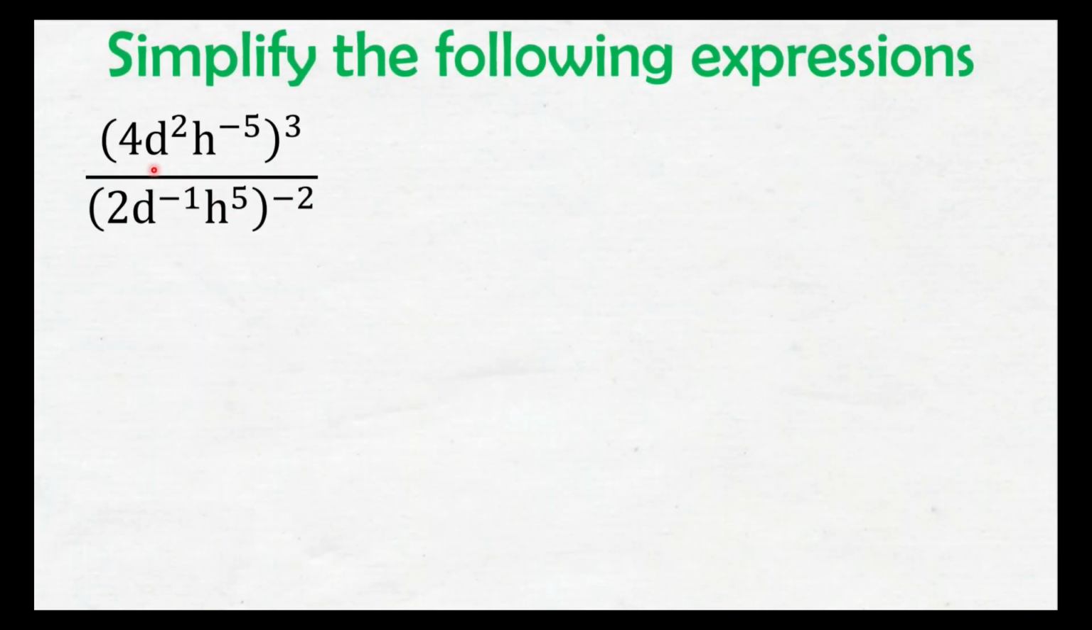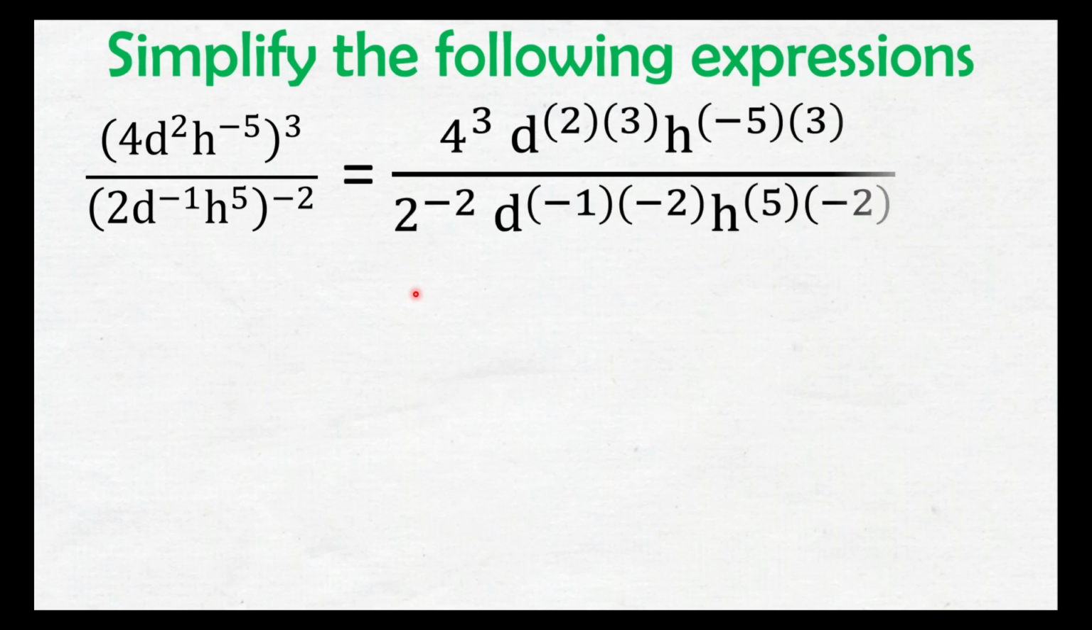Another example is the quantity 4d square h raised to negative 5, raised to 3, all over the quantity 2d raised to negative 1 h raised to 5, raised to negative 2. So, simplify natin yan. Ang ginawa ko dito is distribute ko muna yung mga exponent. Dito itong 3, exponent natin, distribute ko sa 4, sa d, sa h.